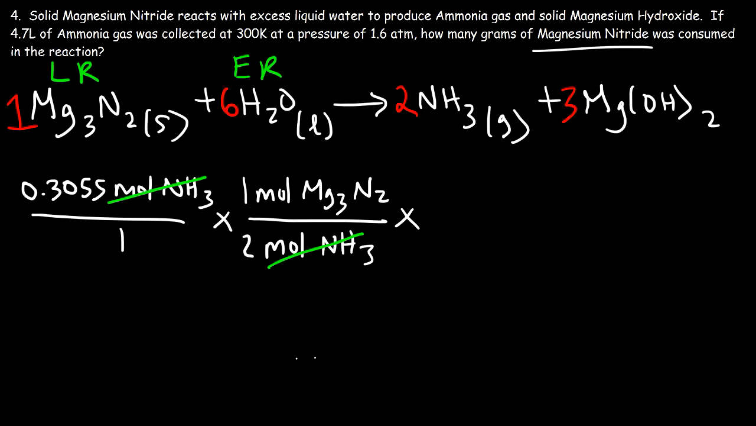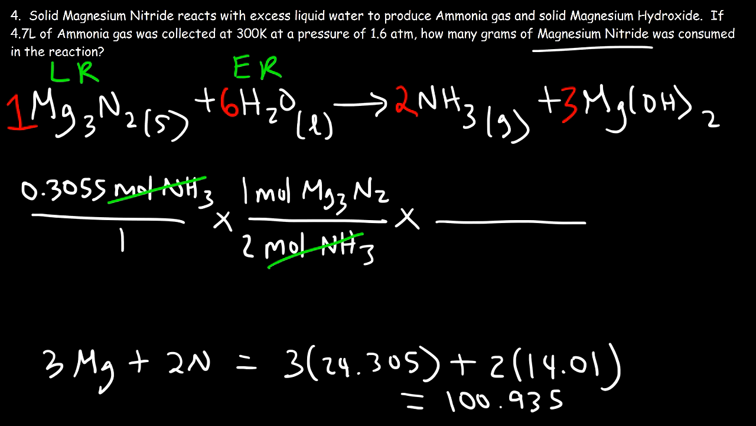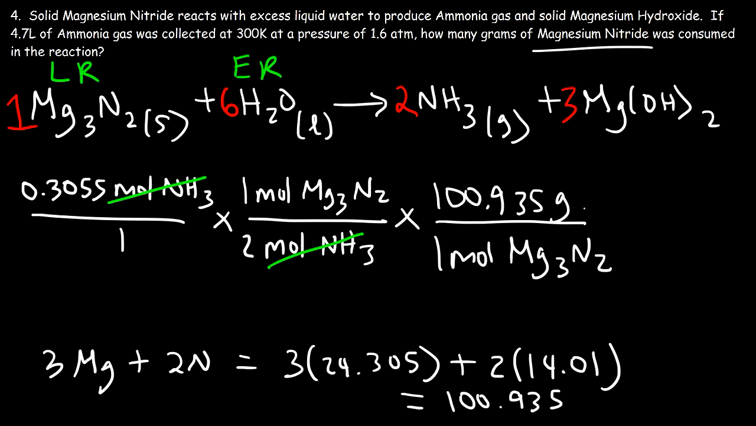So let's find the molar mass. We have 3 magnesium atoms and 2 nitrogen atoms. So that's going to be 3 times 24.305 plus 2 times 14.01. And so that's about 100.935. So 1 mole of magnesium nitride has a mass of 100.935 grams.